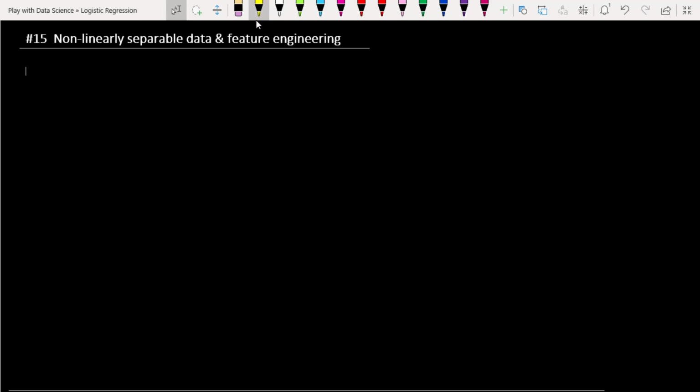So in this lecture, we are talking about non-linearly separable data. Till now, we have assumed that our data is linearly separable or almost linearly separable. But in this lecture, we are talking about what happens if our data is non-linearly separable, and how we can separate this data using logistic regression. Okay, so let's start.